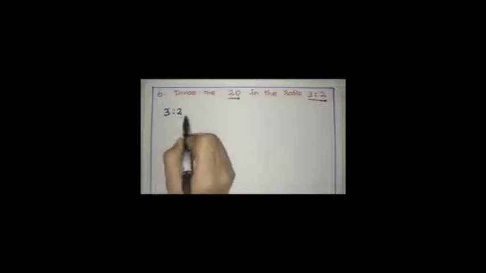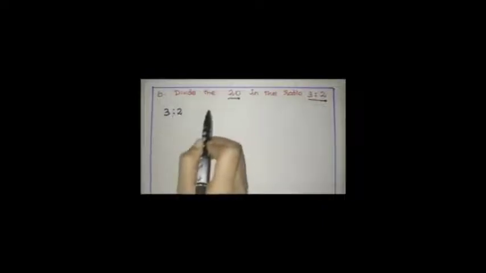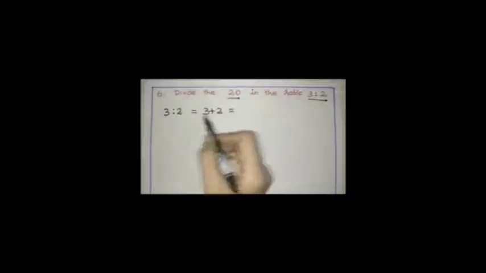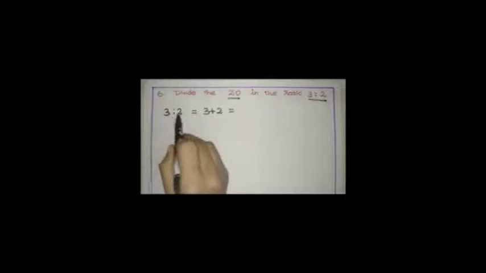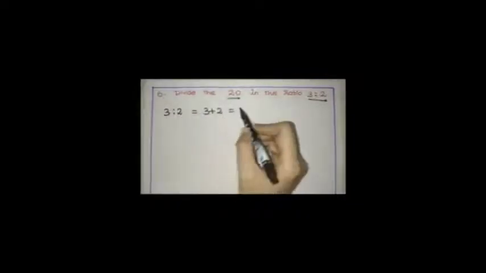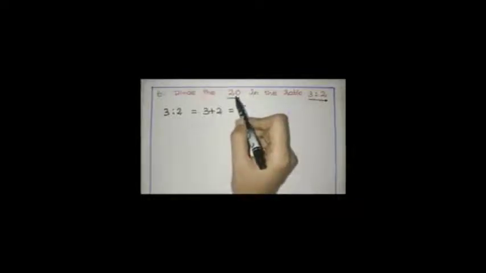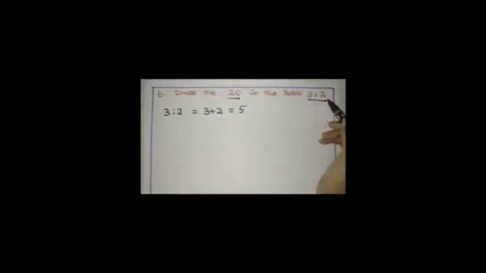So first take the ratio 3:2. So totally how many parts are there in the ratio? For that you have to add the two values in the ratio. So 3:2, I am adding 3 and 2, I will get the total part as 5. So totally 5 parts are there. I am going to divide this 20 as 3 parts and 2 parts. So first take 3.